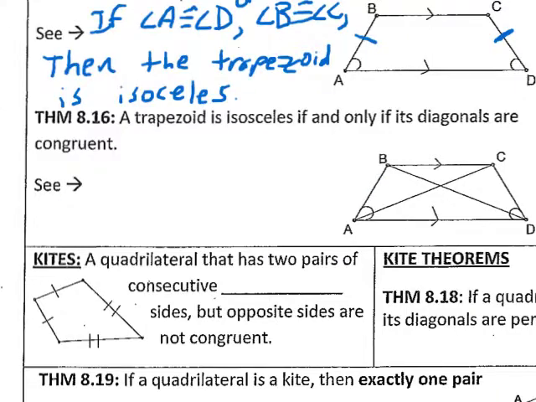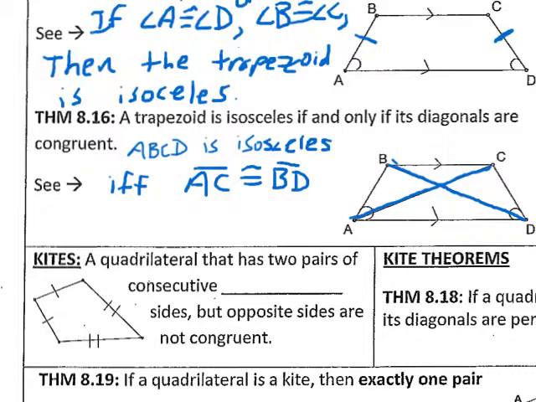Okay, this next one says that a trapezoid is isosceles if and only if its diagonals are congruent. So the diagonals here are AC and BD, right? So it says this: AC has to be congruent to BD for the trapezoid to be isosceles. So we could write ABCD is isosceles if and only if those lines AC and BD are congruent to each other.